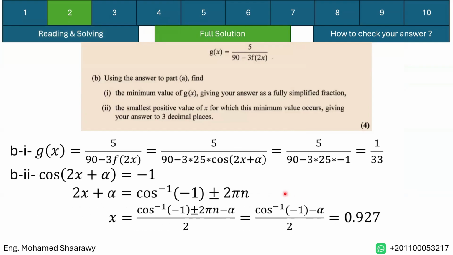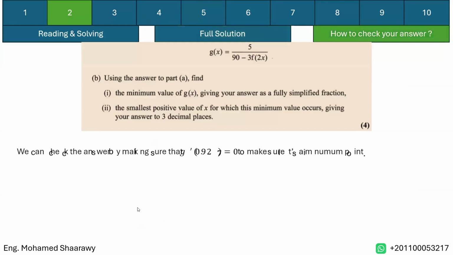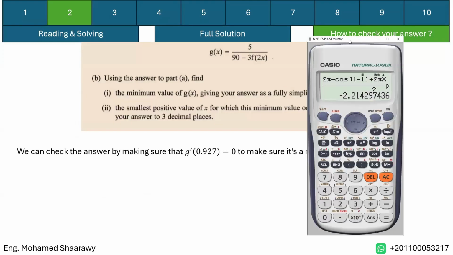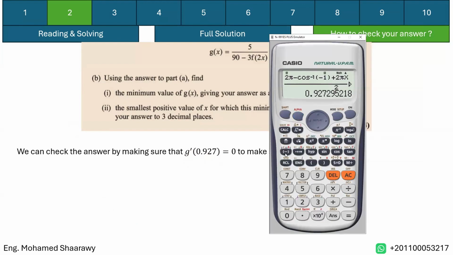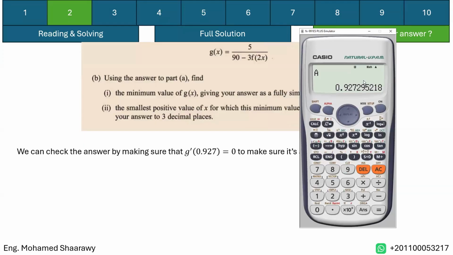This is the full solution you can write in the exam. Okay, how can you check whether this value is actually the minimum value of g? Actually, one of the best ways is to check whether g dash at this x is zero. Let me save it actually. If I want to save this number, let's call it a and store the answer in a. So now whenever you write a, it will see it as 0.927.